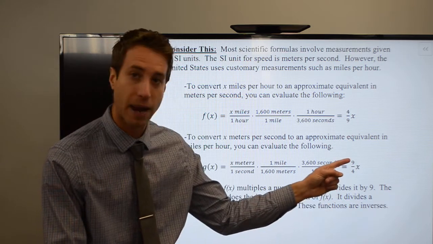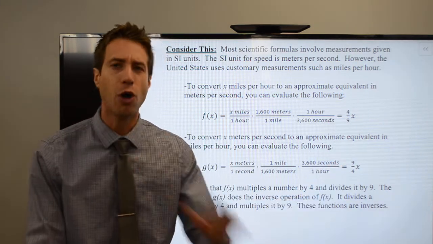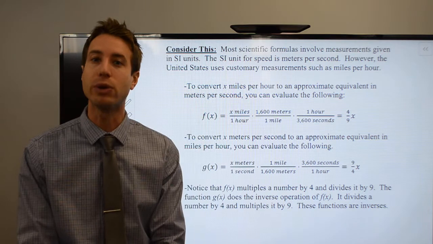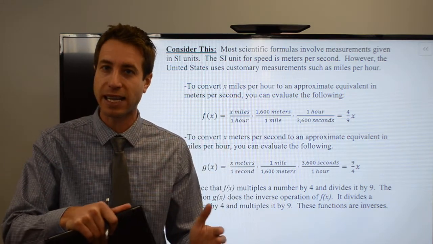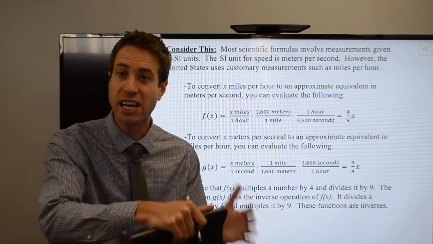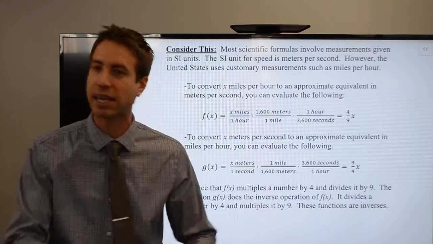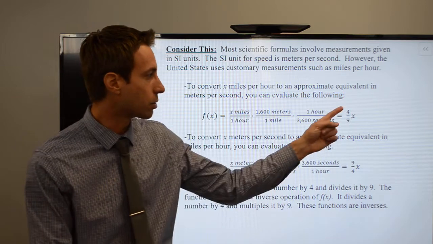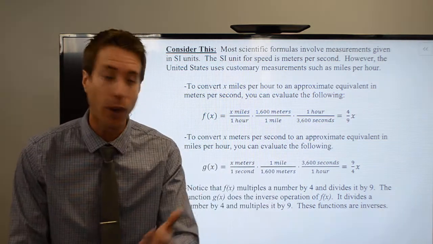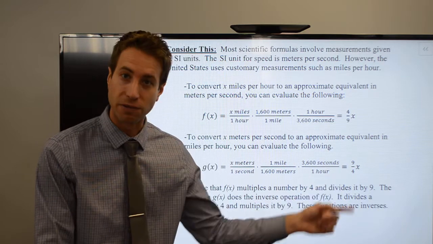You multiply the number by 9 and divide by 4, which is exactly what we would expect. To go from miles per hour to meters per second, you have to do a certain operation. To get back to meters per second, you would just undo what you had done. So multiply by 4, divide by 9. To go the other way, multiply by 9, divide by 4.